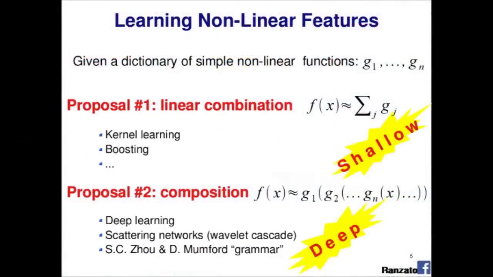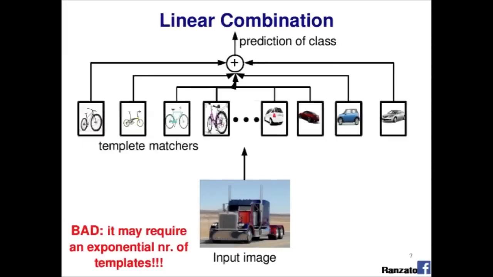The first approach is what we call, quote unquote, shallow. Kernel learning and boosting are examples of this. The second approach is what I call deep. Now, in terms of representational power, these two approaches can perform the same input-output mapping, but I claim that the second approach is potentially more efficient. And here is why. When you do a linear combination, effectively you do template matching.